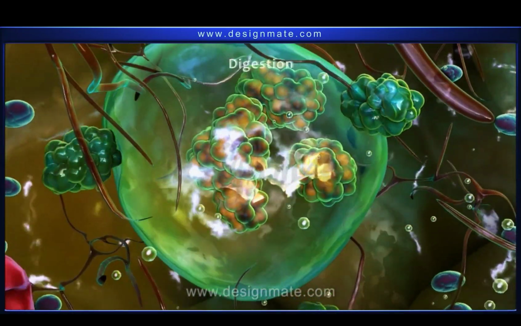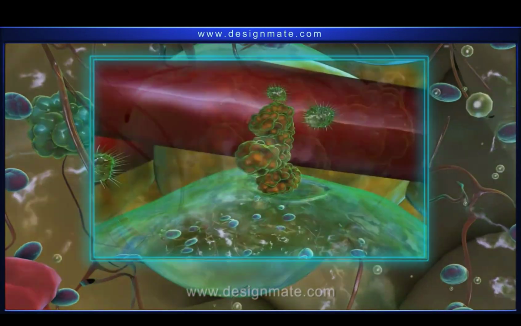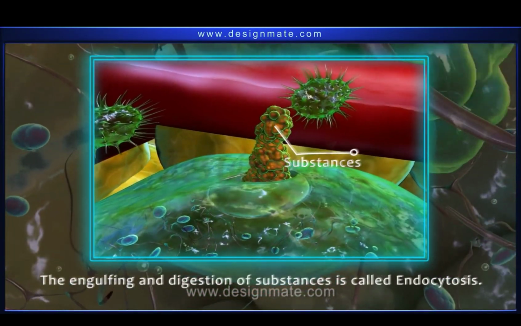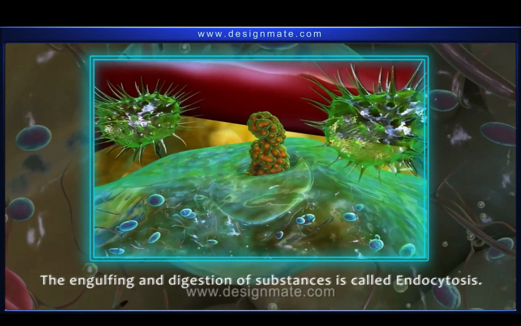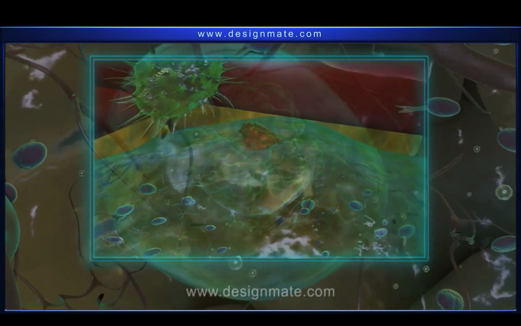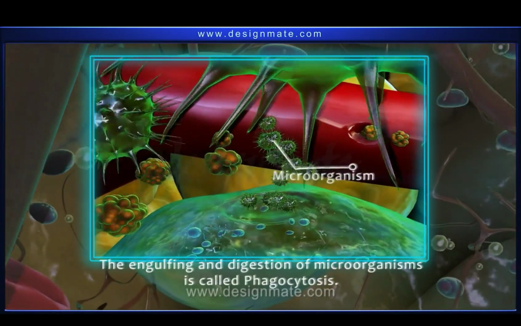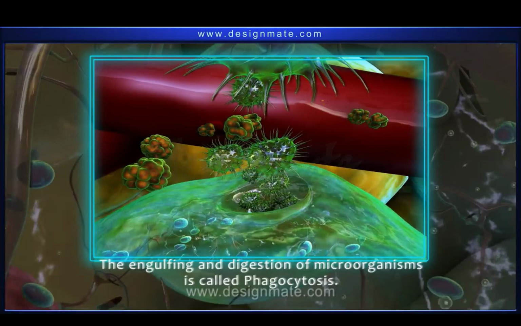This is called digestion. The engulfing and digestion of substances into the cell is called endocytosis. And the similar process of engulfing the microorganisms is called phagocytosis.